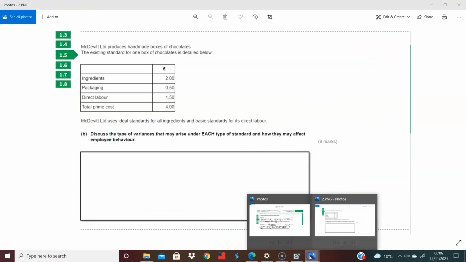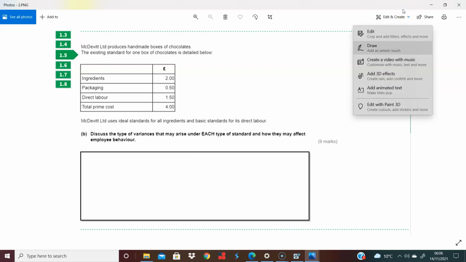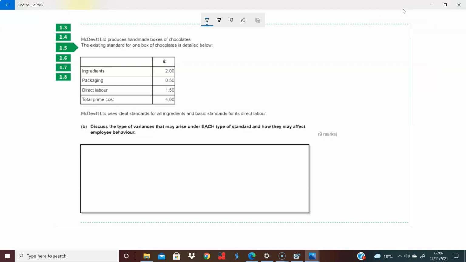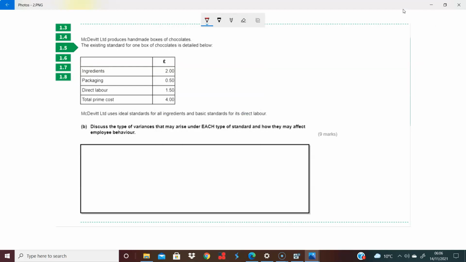Okay, great. So we now have this question, and it's really about the structure here. This question says that they produce handmade boxes, with existing standards. These are the existing current standards, what we would call attainable operational standards. There is no question to answer in terms of numerics, but I think it's important. So packaging, ingredients, labor, and that's your prime cost.